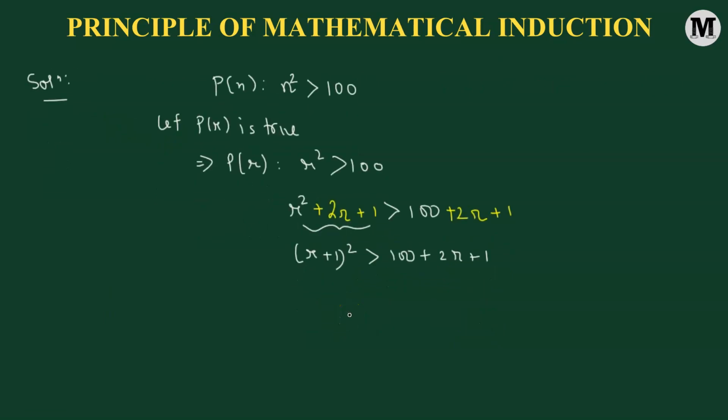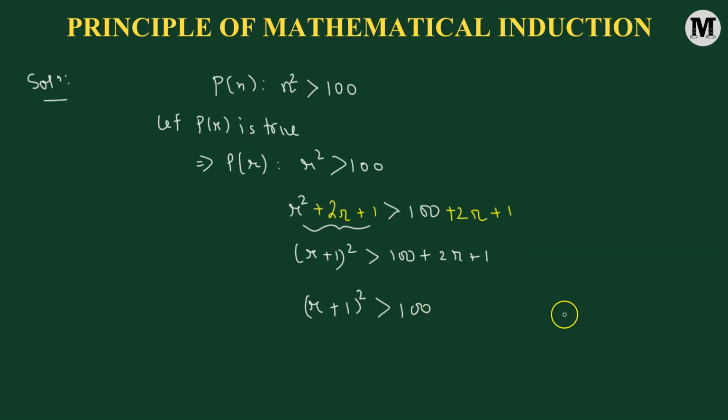Now let's try to think about this inequality. Here we have (r+1)² greater than 100 plus 2r plus 1. Whatever the value of r, this statement can also be rewritten as (r+1)² is greater than 100 plus 2r plus 1, so it is also going to be greater than 100.